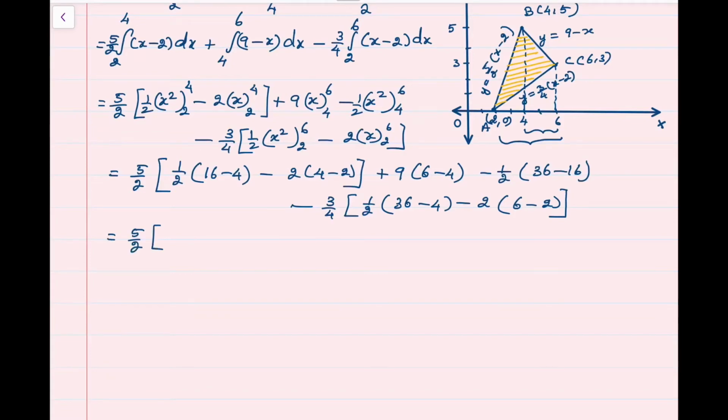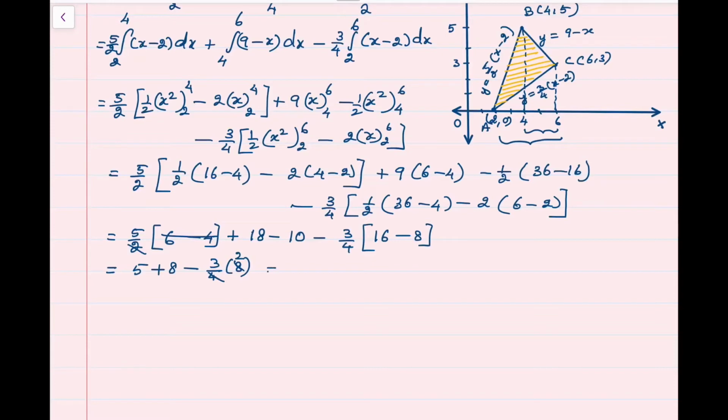5/2 times [12 divided by 2 is 6, 2 2s are 4], plus [2 9s are 18, minus (36 minus 16 is 20, 20 divided by 2 is 10)], minus 3/4 times [32 divided by 2 is 16, 4 2s are 8]. 2 and 2 are getting cancelled. 5, 18 minus 10 is 8, minus 3/4 times 8. 5 plus 8 minus 6, that is 7 square units.